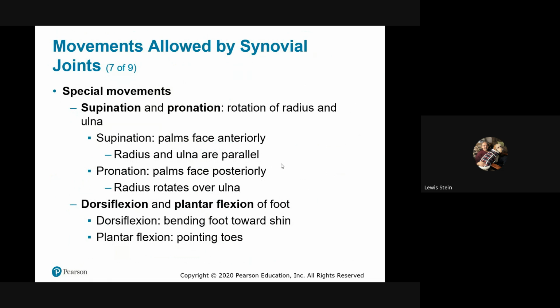When you step on the gas, we used to call that extension. Now we call it plantar flexion, flexion toward the bottom. When you bring your toes toward your nose, we used to call that flexion. Now we call it dorsiflexion. So you may or may not see those terms.